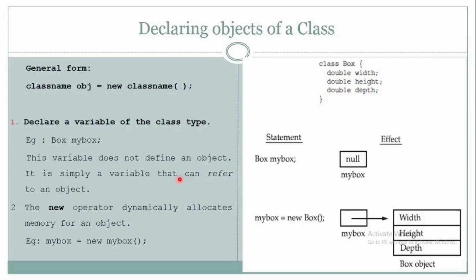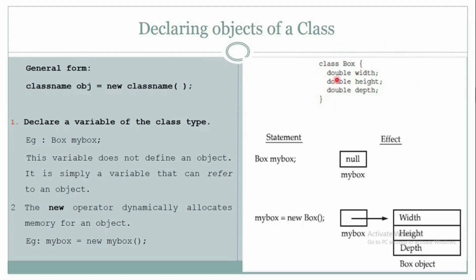Now we'll look into the declaration part of an object. Here is the general form of creating an object. Declaring an object: class name object is equal to new class name. So this is where we call a constructor. We'll be looking at the constructor in the coming slide.